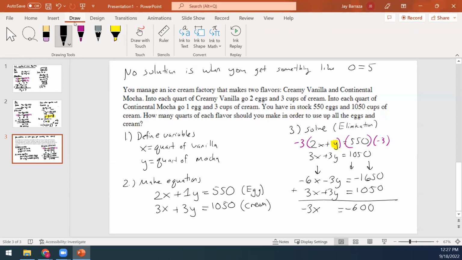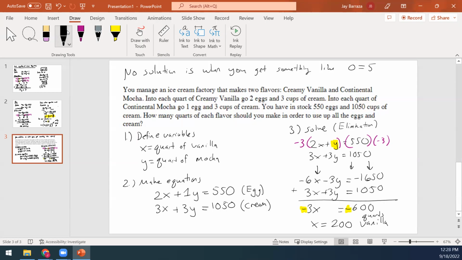Another way that you can tell that you're on the right track, this usually happens, you'll have a negative on both sides, or positive, right? That happens a lot. So then x is equal to 200 eggs. Sorry, not eggs. That's my fault. So x was the quarts of vanilla, so I should put quarts. And then now I just need to solve for y, so the number of quarts for the mocha, okay?